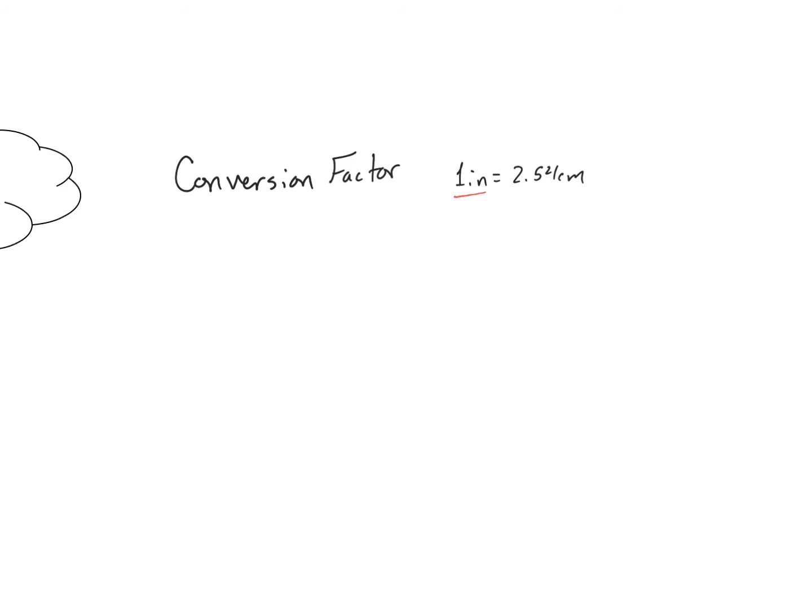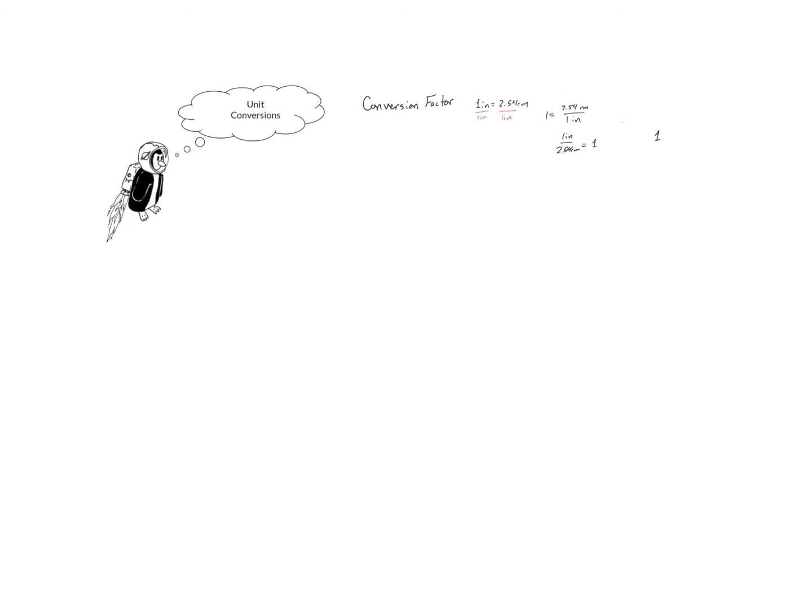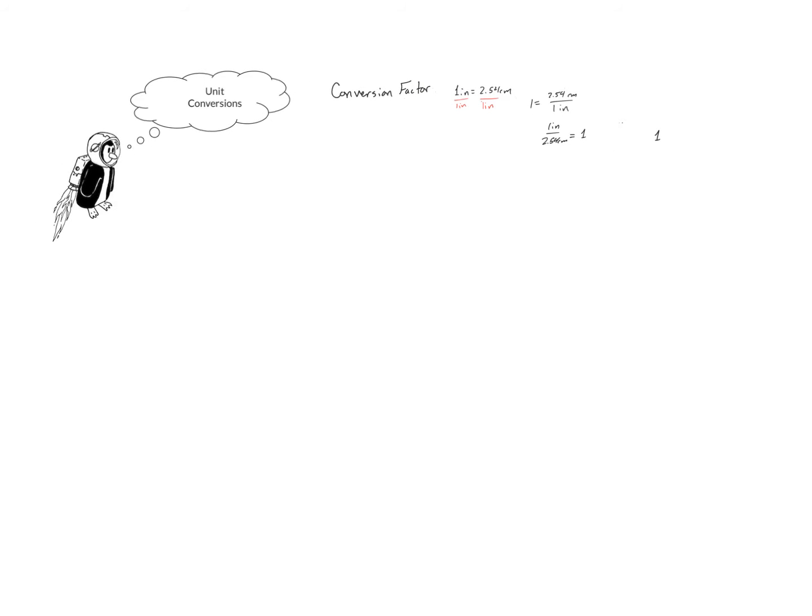Now you can divide each side by 1 inch, because what you do on one side of the equation you have to do on the other. This tells us that the number 1 is equal to 2.54 centimeters divided by 1 inch. We can also flip this so that 1 inch over 2.54 centimeters is equal to the number 1. Most conversion factors you can look up or find in the back of a textbook. To demonstrate the process, I'm going to give you 4 examples.